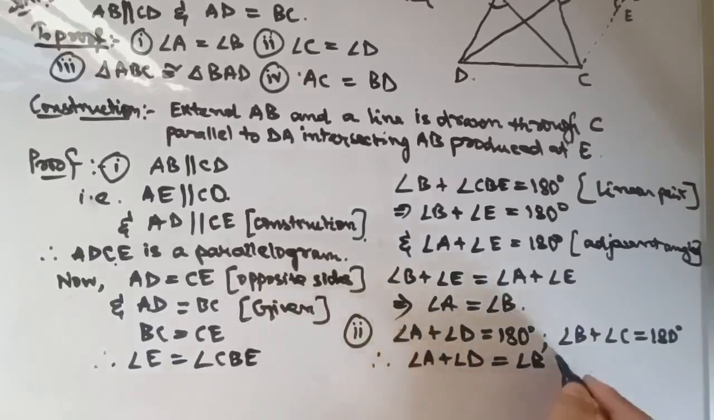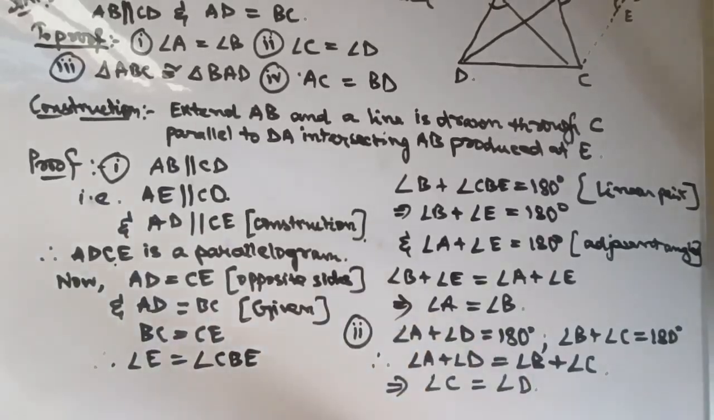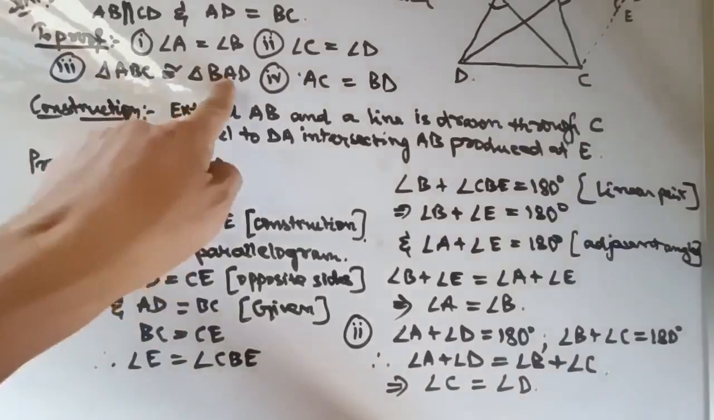From these two we can say that, therefore, angle A plus angle D equals angle B plus angle C. This implies, we already know that angle A is equal to angle B, so these two will cancel out each other, and from this we can conclude that angle C is equal to angle D. Hence, proved. So now let us come to the third part, that is triangle ABC is congruent to triangle BAD.